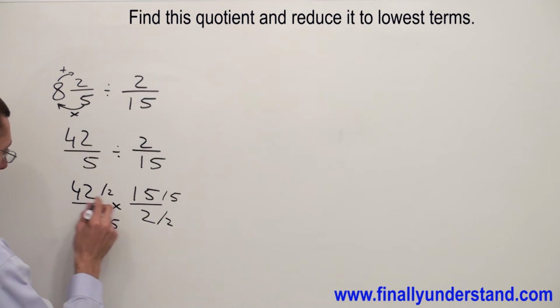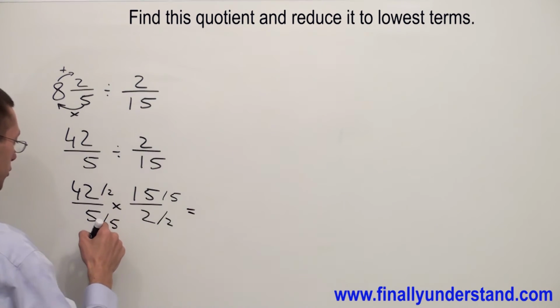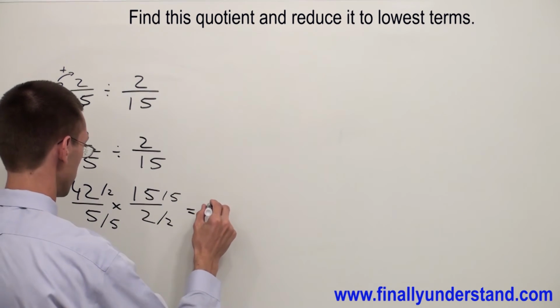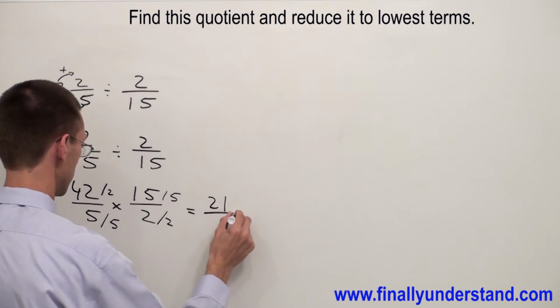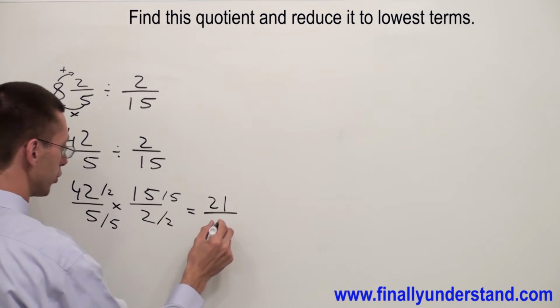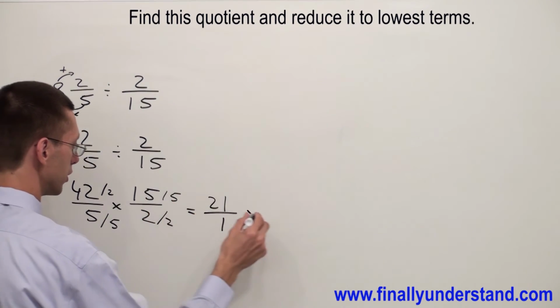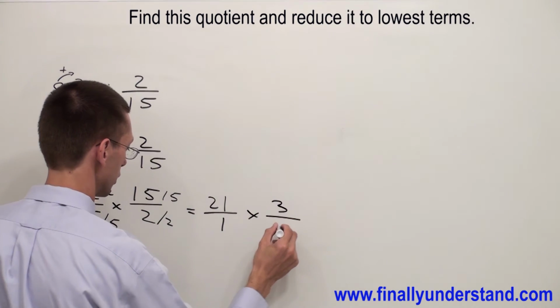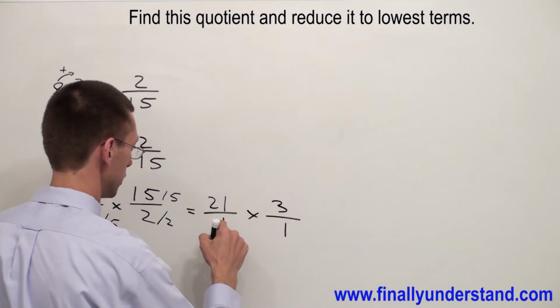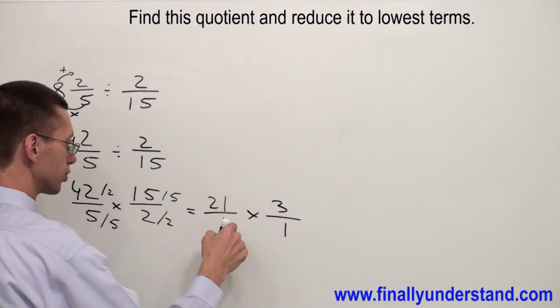Okay, so I'm going to have 42 divided by 2 is equal to 21. 5 divided by 5 is 1. Times 15 divided by 5 is 3 over 1. Now, I cannot reduce anything else.